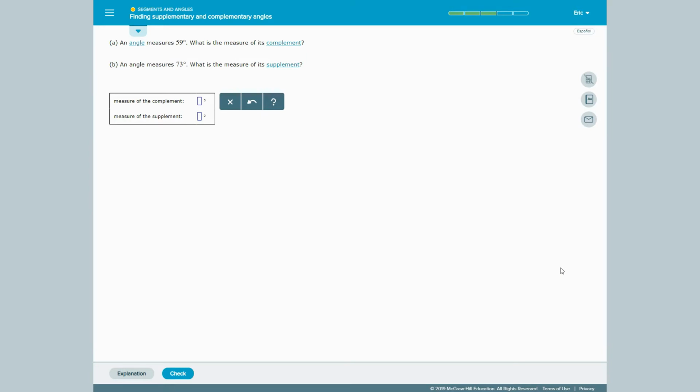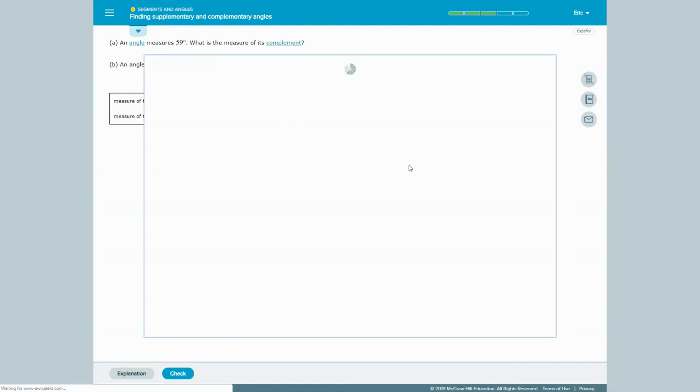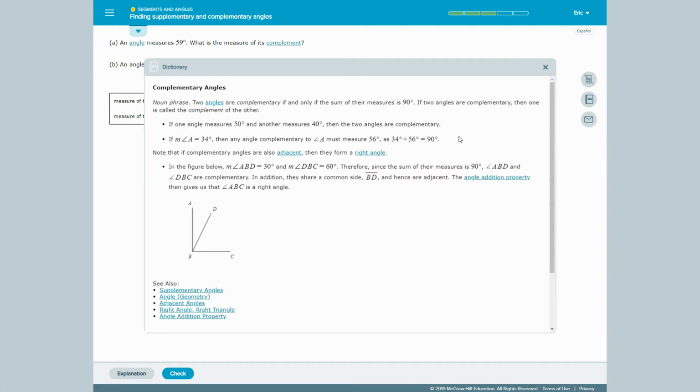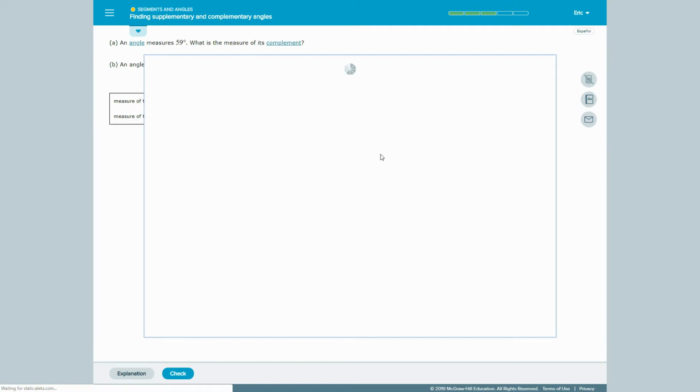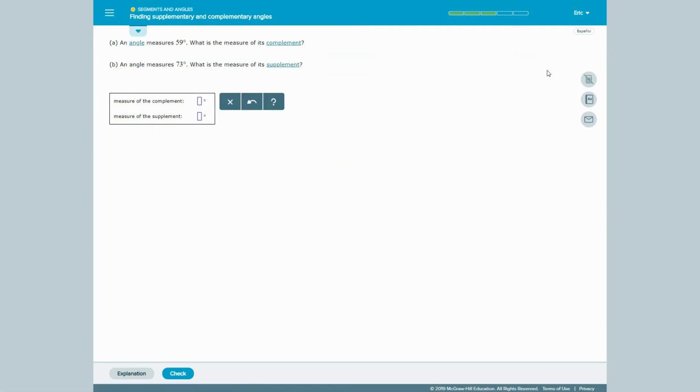Finding supplementary and complementary angles. I honestly debated whether or not to do this topic because it's so simple, but I'll do it anyway. Ready? Complement is going to be right here. As it says, complement angles just equal 90. Supplement is right here. Supplement angles equal 180. That's literally it for a topic like this. So long as you remember that a complement equals 90 and a supplement equals 180, you're fine.